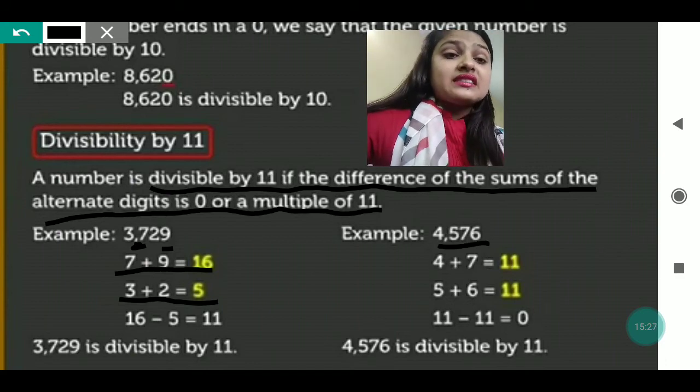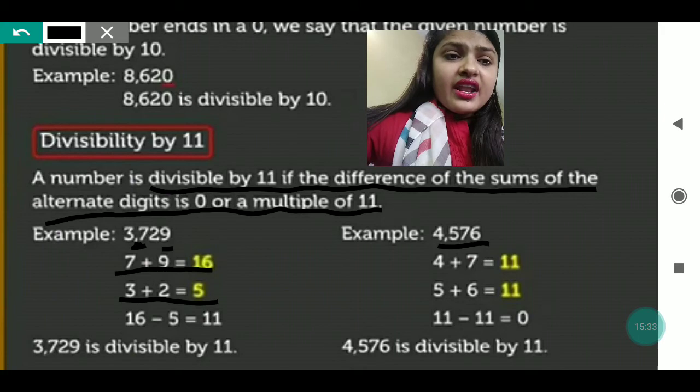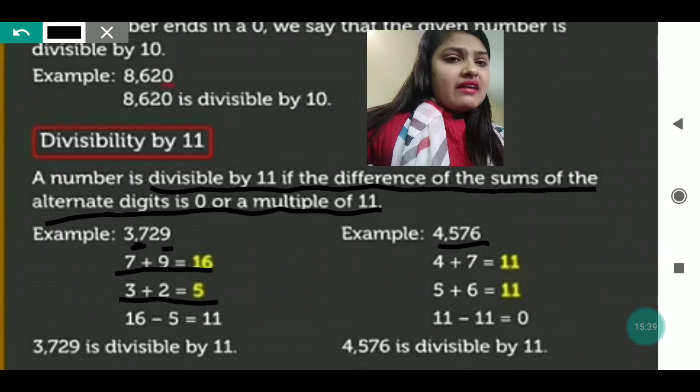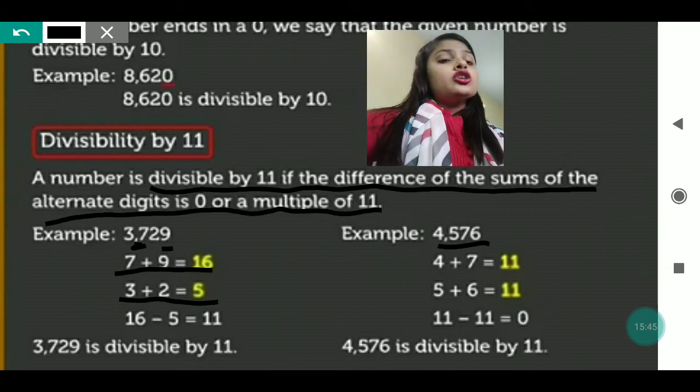So 4 plus 7 I will add, and 5 plus 6 I will add. 4 plus 7 is 11, and 5 plus 6 is also 11. So 11 minus 11 is 0. So it means this number is divisible by 11.